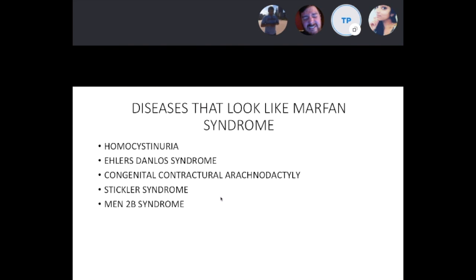The congenital contractural arachnodactyly is also known as Beals syndrome. They just get the arachnodactyly similarity with the spider-like fingers with bends, so that would just be the differentiating factor there. Stickler syndrome is a patient who will have a flat face, a high arched palate, micrognathia, and hyperflexible joints. So those are some similar findings. And then the MEN2B syndrome, that's going to be the marfanoid habitus that's seen with MEN2B.